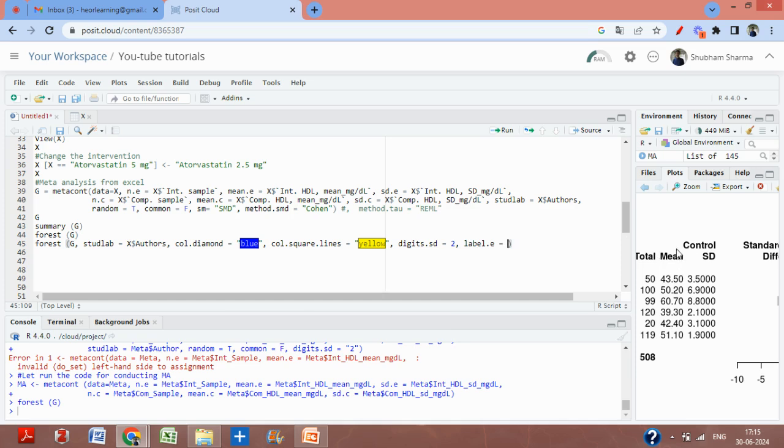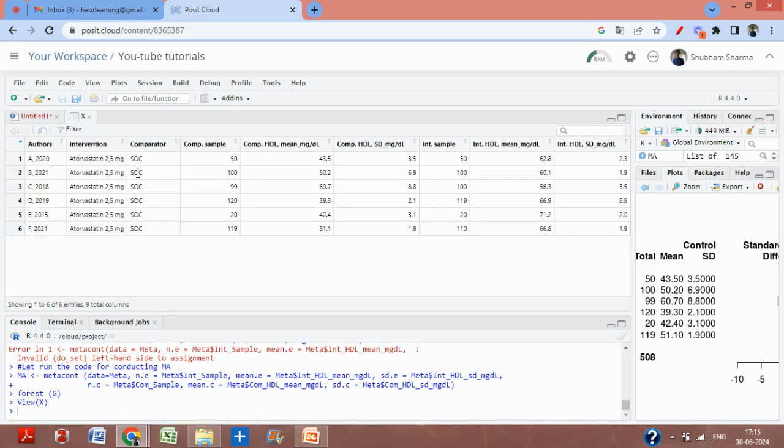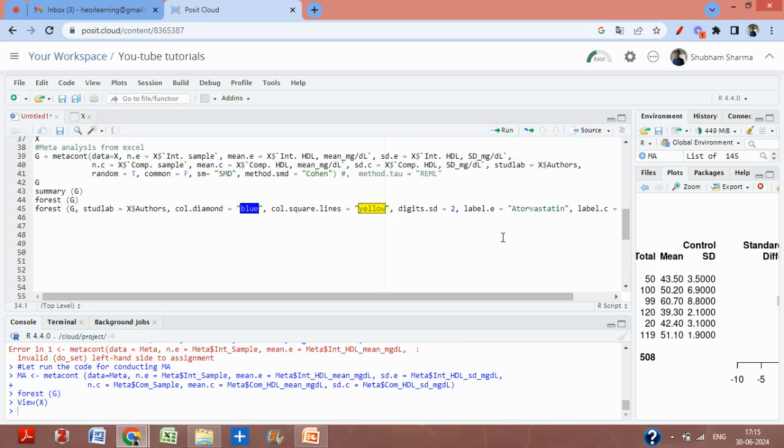It was written experimental over here, so we're going to name the experimental arm as Atorvastatin. So we need to put this in double inverted commas. And label dot, what was the control? That was standard of care. And now I need to put favors intervention.